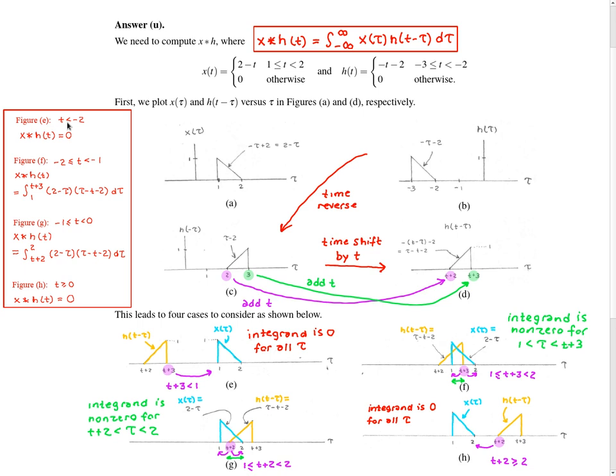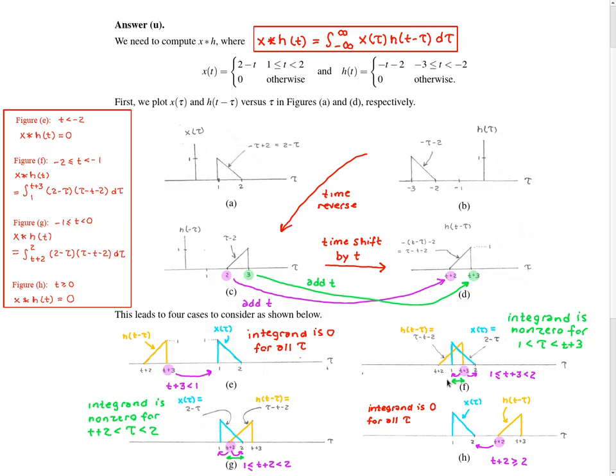But we're not done yet, because t might not be less than minus 2. It could have some other value. So what we do is we continue to increase t gradually. We're going to let t get larger and larger, so this orange function is going to shift further and further to the right. And eventually the point t plus 3 is going to fall somewhere between 1 and 2. And when this happens, we get the picture that's shown here. In this particular case, we now need to compute the convolution result.